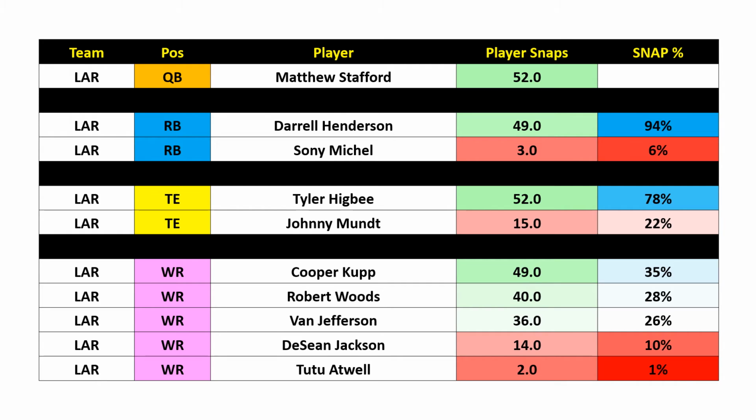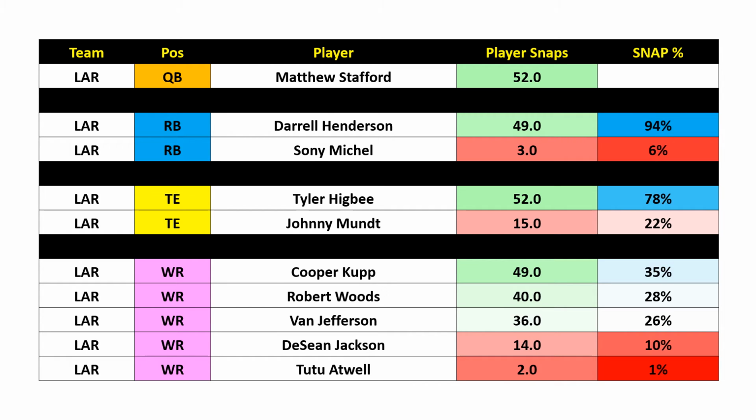Henderson, 94. Michelle, that's pretty low. You would think Michelle's going to get closer to 30%. So we'll see. Higbee, 73%. Nice. That's what you want him to do. It's just we need some scores there, right?